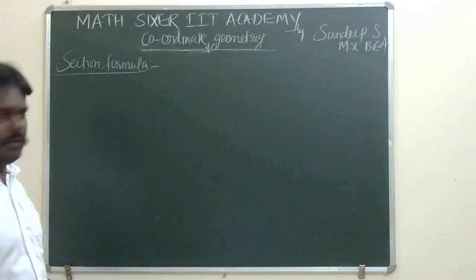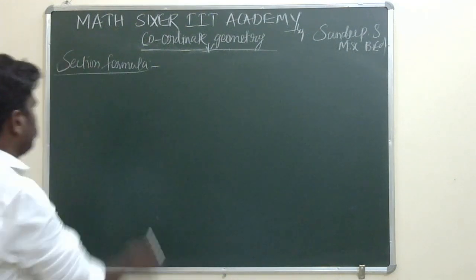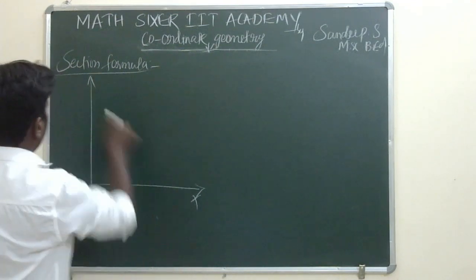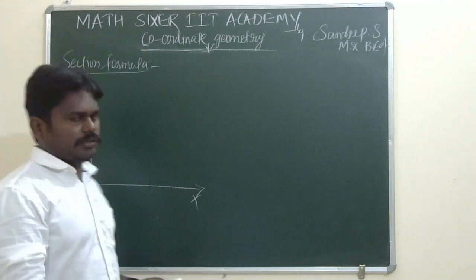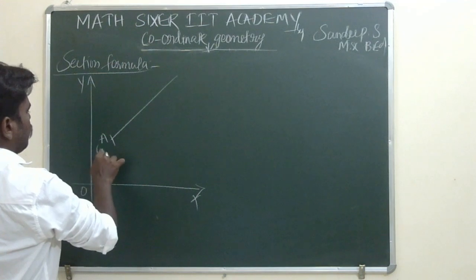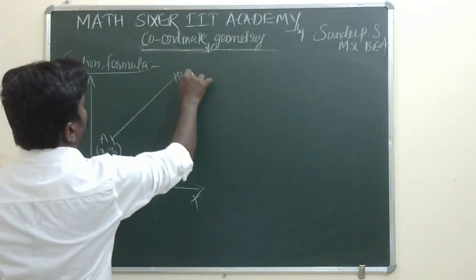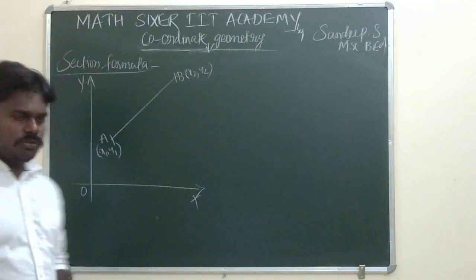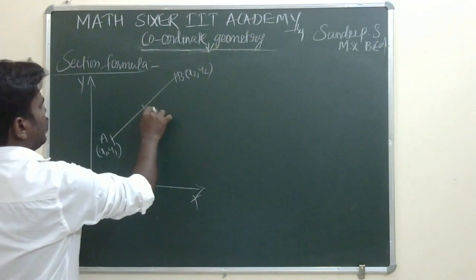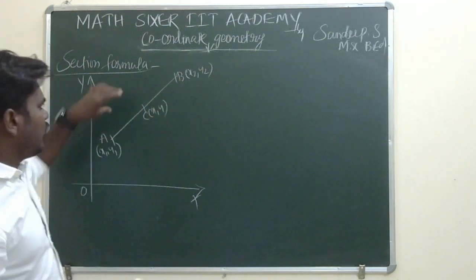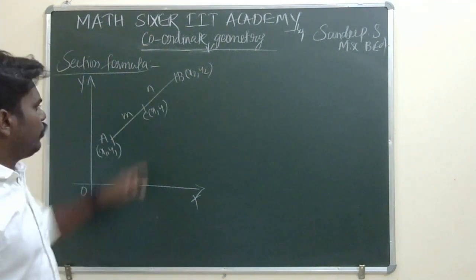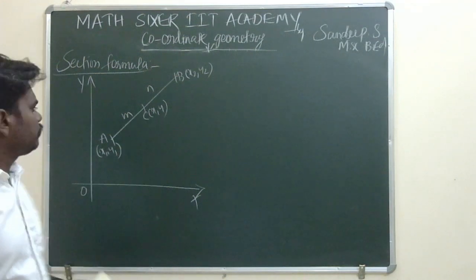To explain the section formula with proof, I am considering the xy plane. In that I am taking the x-axis and y-axis. Now take a line segment AB whose coordinates are x1, y1 and x2, y2 respectively. And let C(x, y) divide AB in the ratio m is to n. Then how to find the point C, that we will see now.